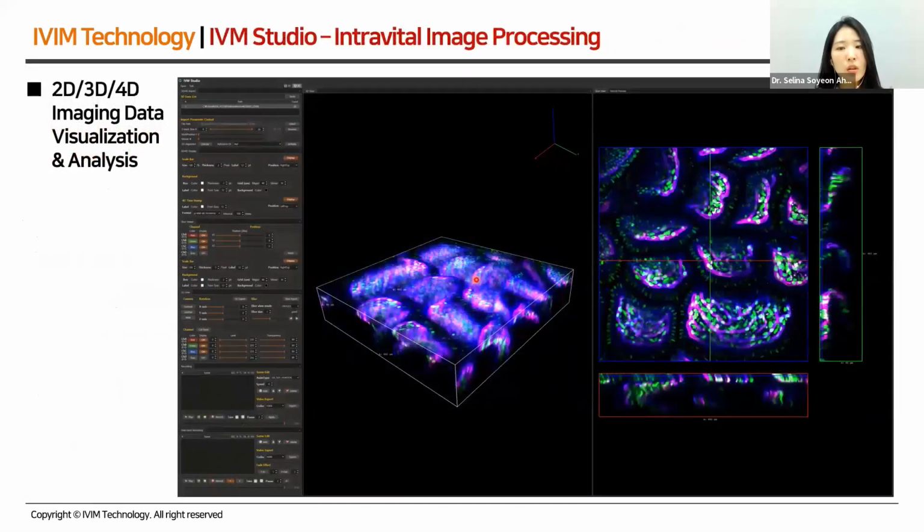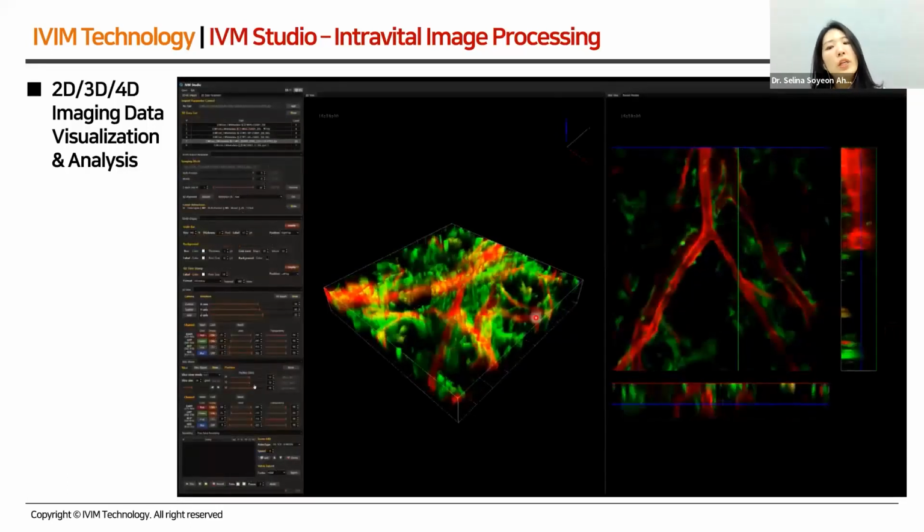And moreover, all of IVIM's intravital microscopy has its own operating and post-processing software. The names are IVIM Engine and IVIM Studio. So with the IVIM Studio software, we can perform this kind of cross-sectional analysis of the cell nucleus and the vasculature in the villi of the small intestine, and also identify the co-localization of each cell in 3D.